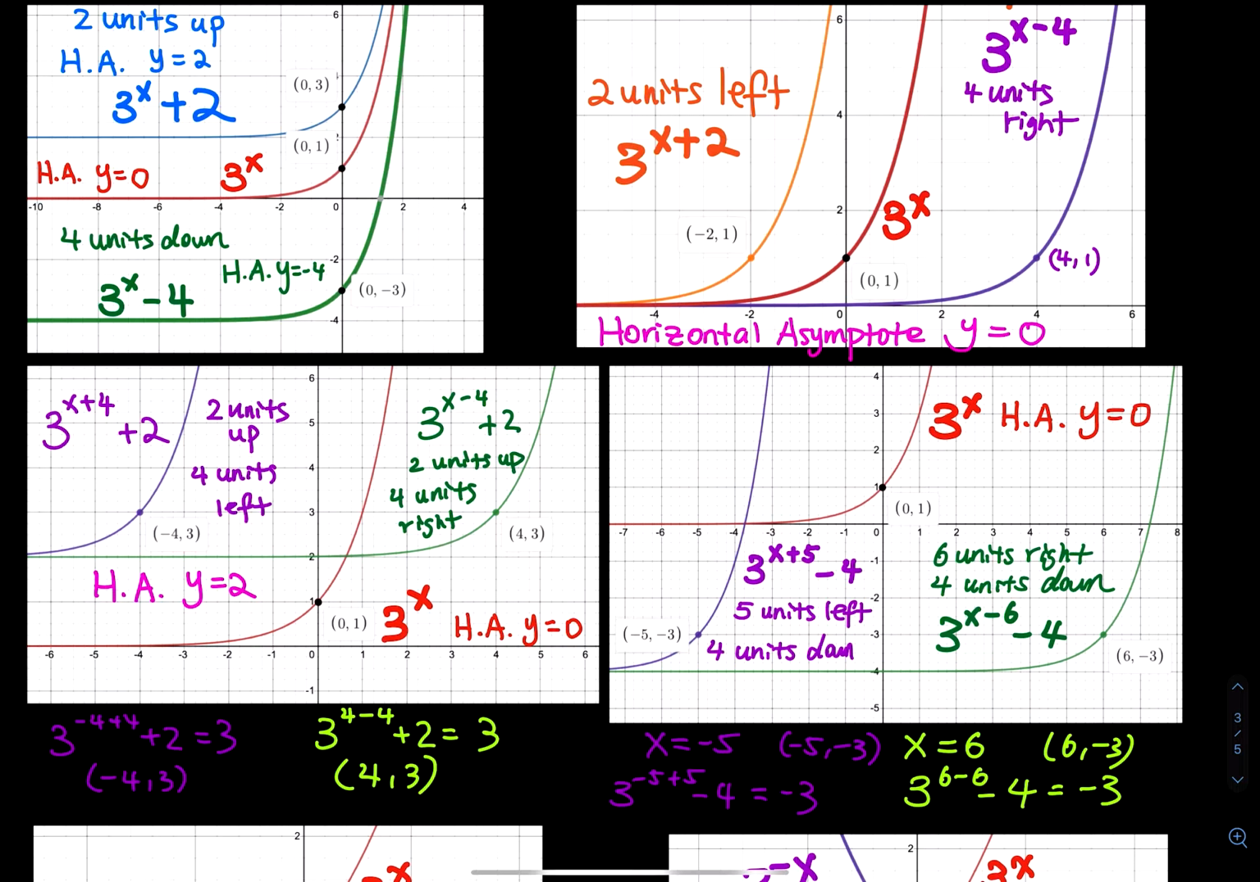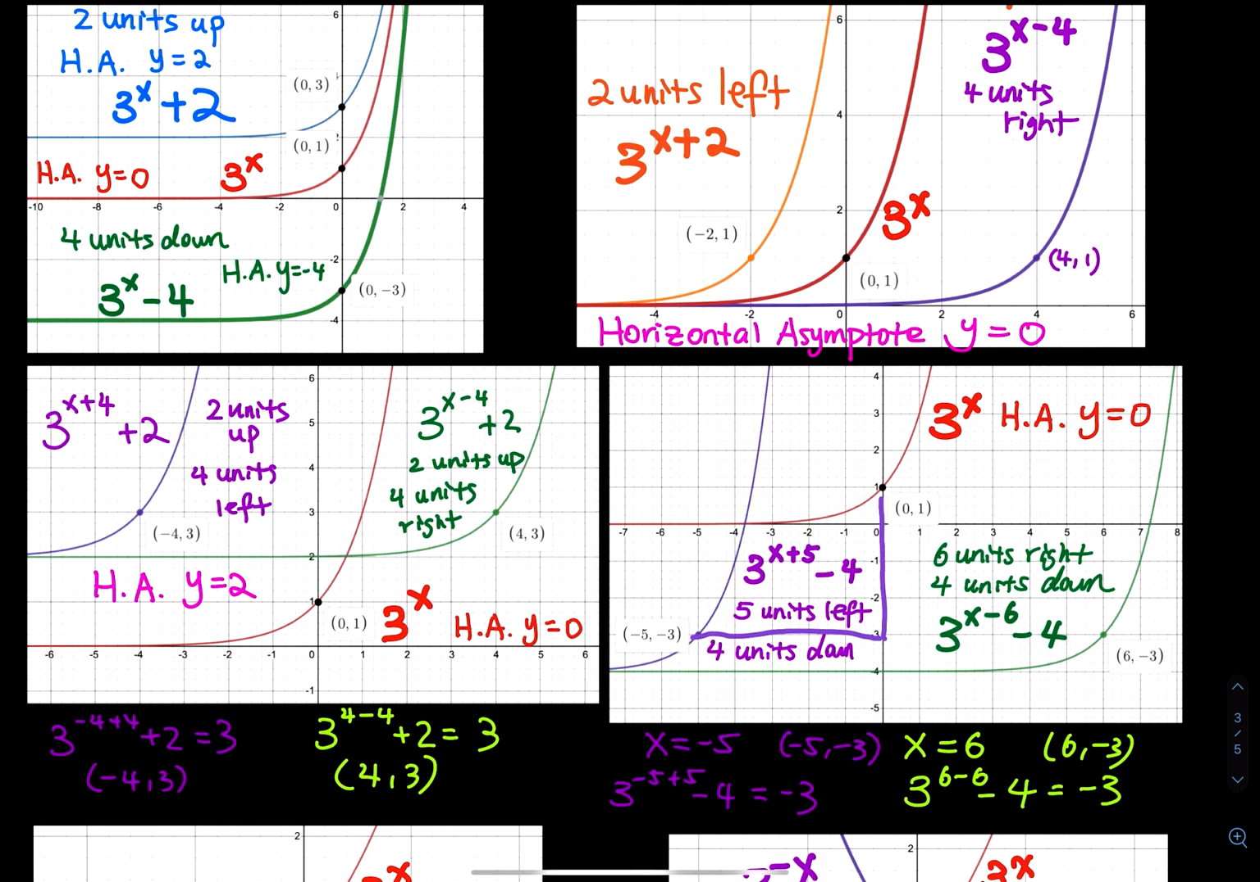So this time I subtract 4 for the purple function, that is 4 units down, and then I add 5, that is 5 units to the left. So here is how the shifting is done. 4 units down right here. 1 minus 4 is negative 3, and then 5 units to the left, 0 minus 5 is negative 5.